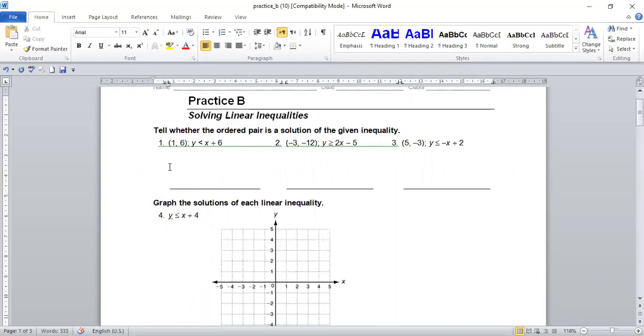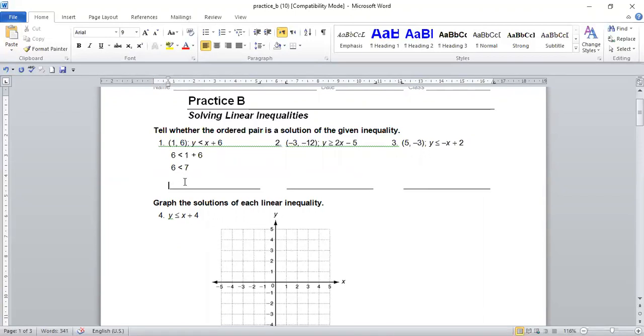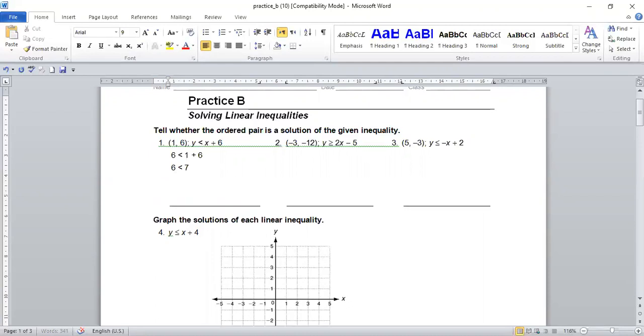So that's the inequality. If you replace the letters with the numbers, y is 6, which is going to be less than x, which is 1, plus 6, which in turn will be 6 is less than 7. So if this inequality is true, which is 6 is less than 7, then your answer is correct. If the inequality is true, you just have to say yes, the ordered pair is a solution. So you just have to say yes, that's all, nothing else.